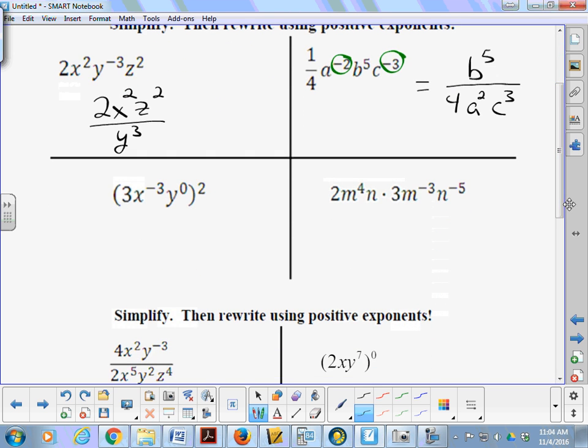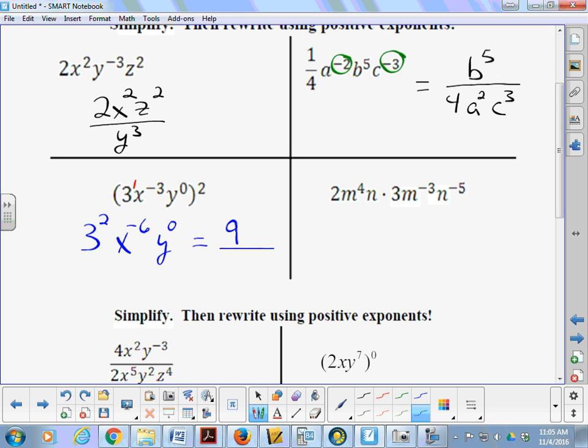So right here we have 3 to the first power, x to the negative third, y to the 0. So we are going to multiply the exponents by 2. So 1 times 2 is 2. X, negative 3 times 2 is negative 6. Y, 0 times 2 is 0. So when I finish this then, 3 squared is 9.